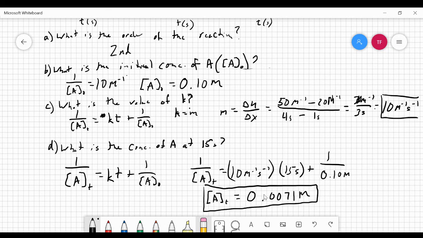So that's where I'm going to stop for now. If you have any questions, please let me know. But the important thing to remember here is that graphs of the integrated rate laws allow you to figure out whether you have zero order, first order, second order, and the integrated rate laws allow you to calculate the concentration of your reactant at any time.